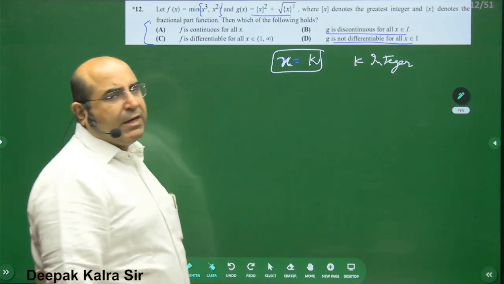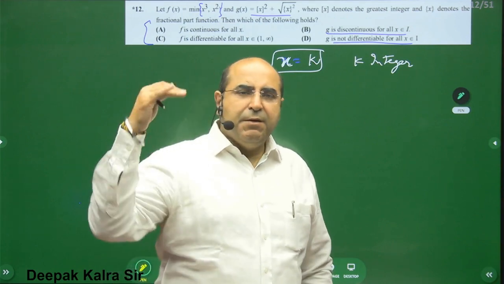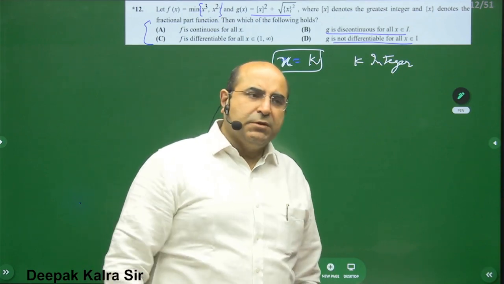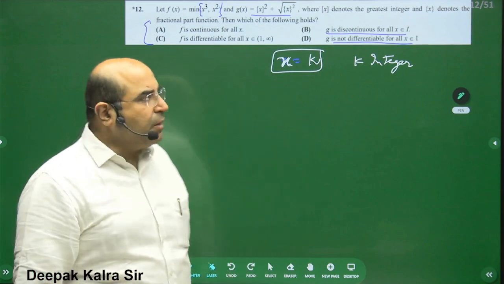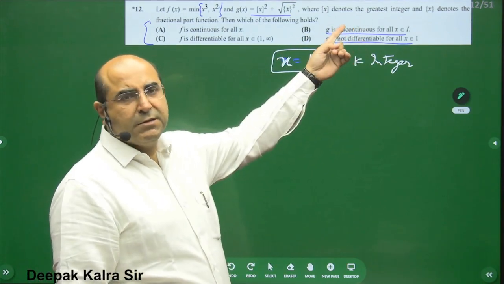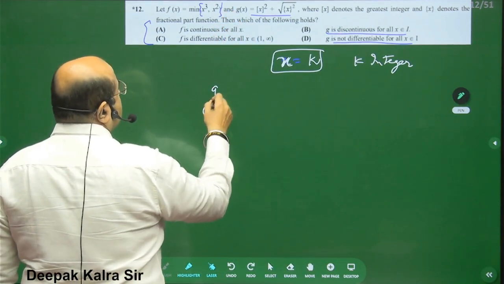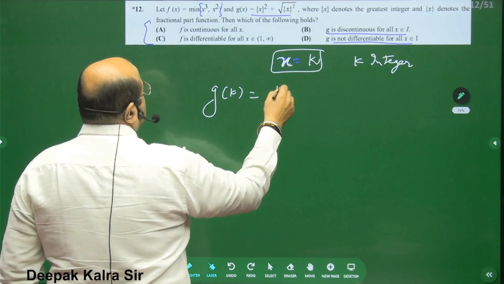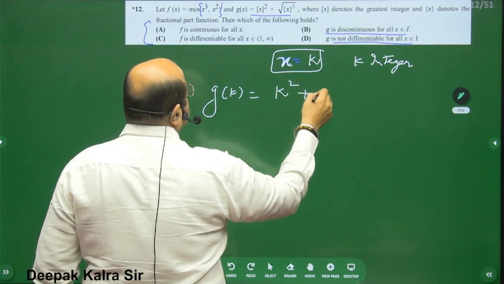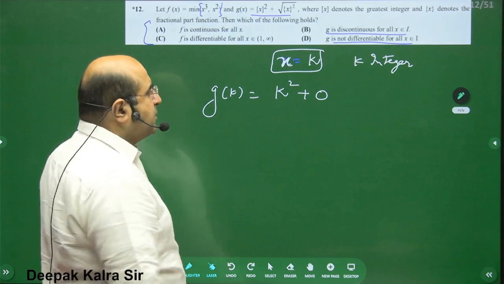I'll calculate LHL, I'll calculate RHL, I'll calculate VF. And I'll make the derivatives equal to each other, because I want it to be continuous. On the contrary, I'm going. Okay. So I'll see P of k first. My answer is k square plus 0. Clear? So this is my value of function.